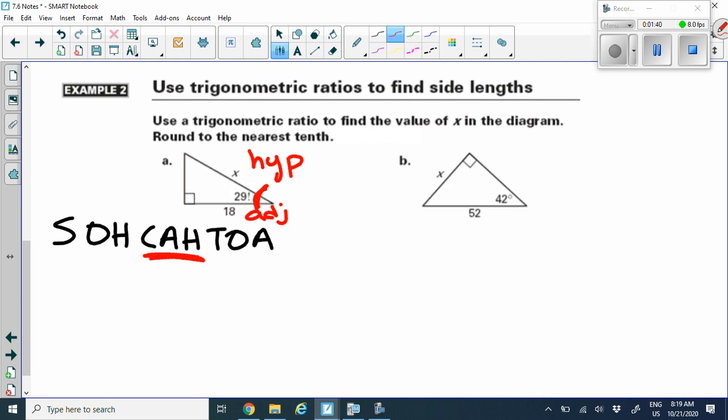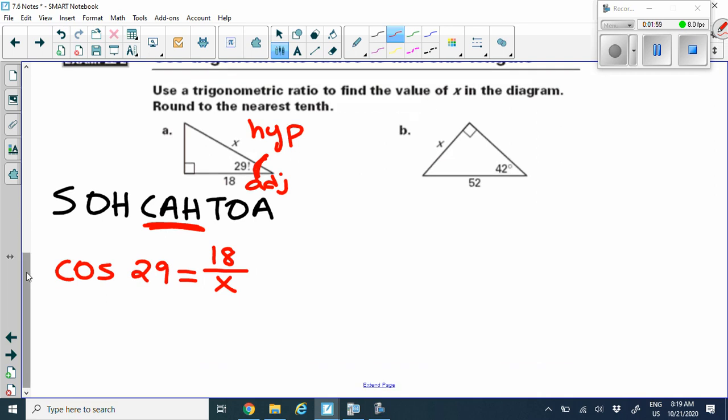So now, let's go ahead and do that. We have cosine of the angle, which is 29, and then we do the fraction. So we do adjacent, which is 18, over the hypotenuse, which is x. Now remember, we are going to create a proportion. In order to create a proportion, we need to make that cosine of 29 a fraction, and to do that, we are just going to put it over 1. So now we're going to cross multiply. So I have x times cosine of 29 equals 18.